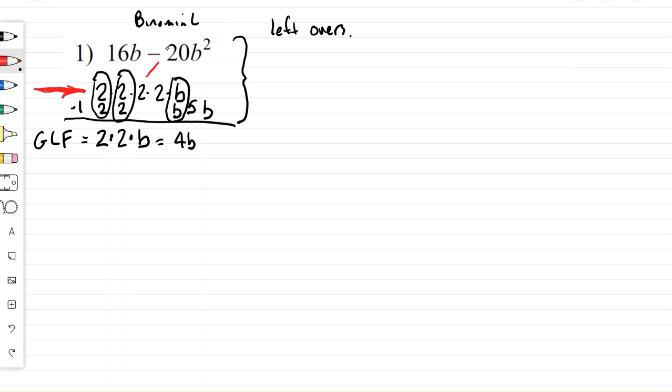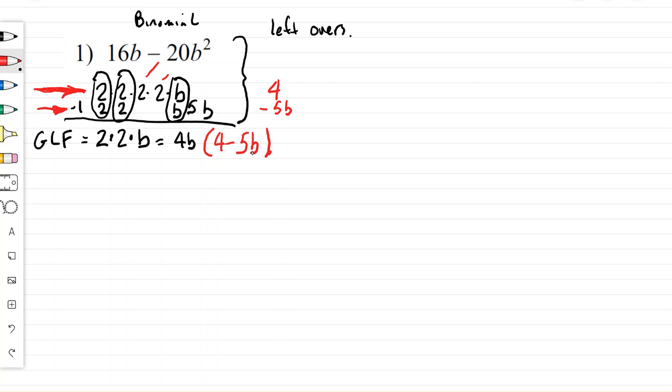Well, you notice you have a 2 and a 2, so that's 2 times 2, which is 4. Now you do the same thing, and you multiply everything on this line. And this time we see we have a negative 1 times a 5 times a b, which is negative 5b. So we're going to pair this up with our GCF, which is the 4b, and we're going to put it in parentheses. We put the top thing first, the bottom thing next. We get a 4 minus 5b.